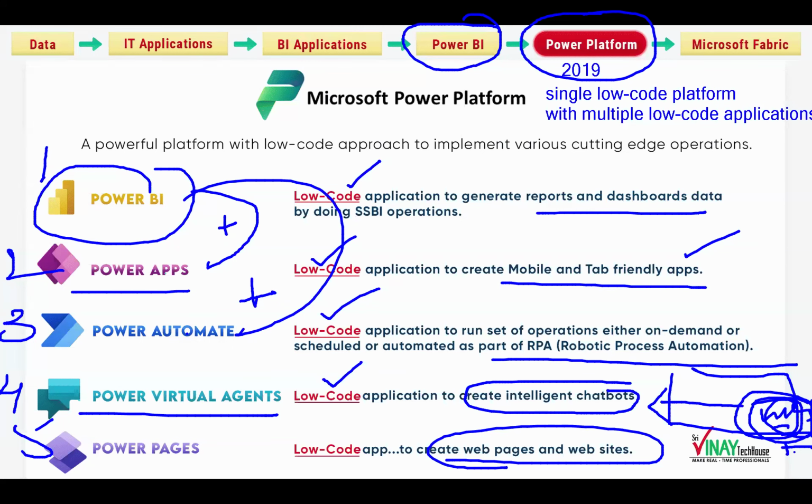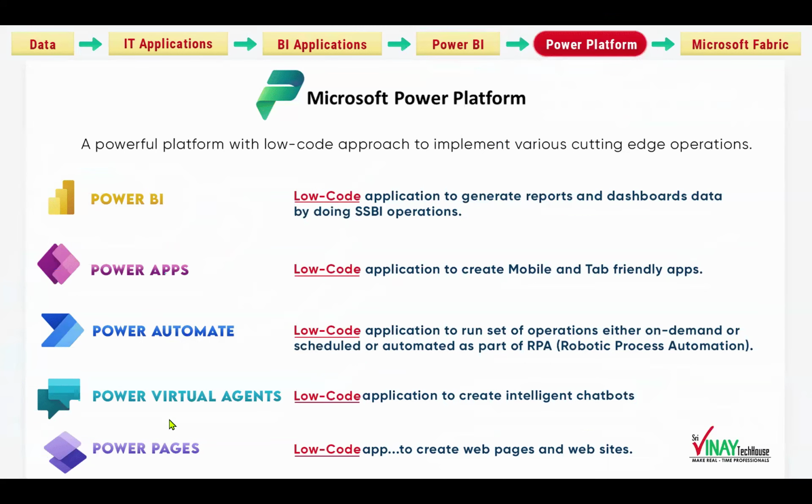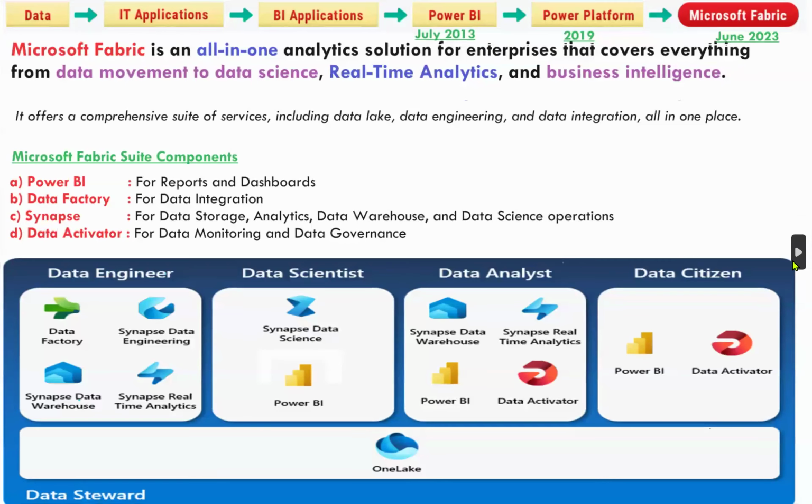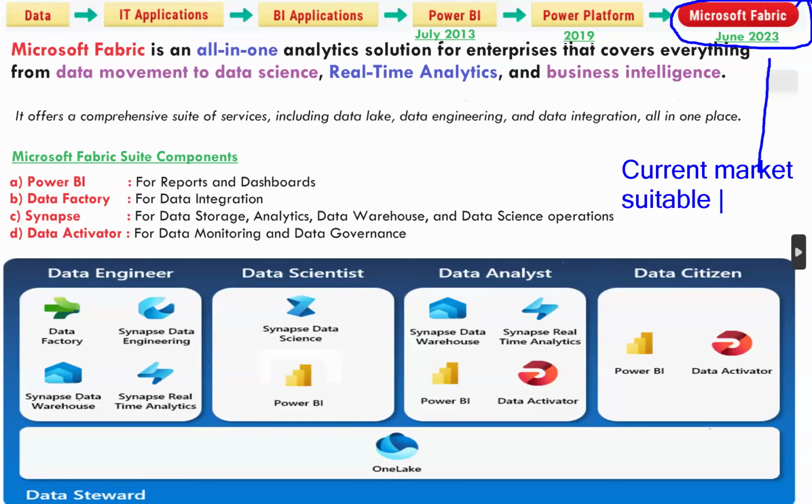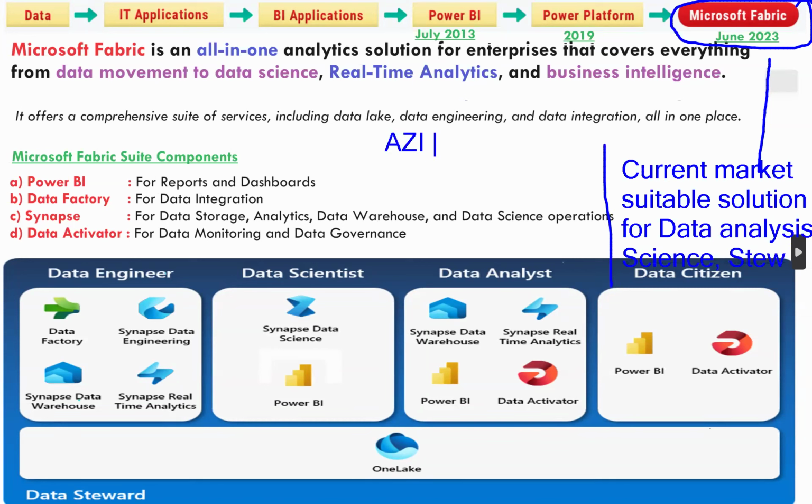But what exactly are they using? They are using it in a different way. The different way is Fabric. This is the current market suitable solution for data analysis, data science, data steward, operations, etc., with AI features, artificial intelligence features, and we have Copilot and many more.